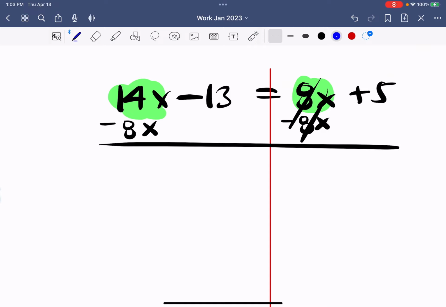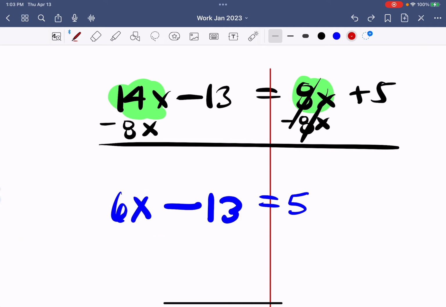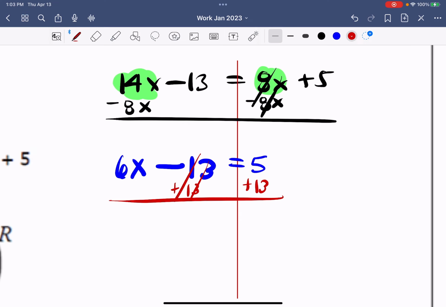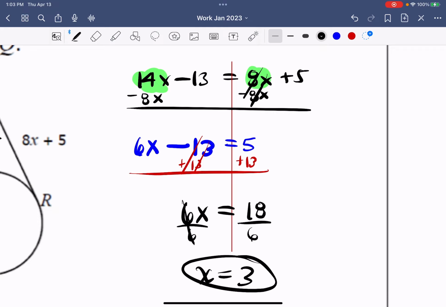As long as you arrive at the same answer and you follow the correct math procedures, then your answer should be fine. 14 minus 8 is 6, subtract 13, and then bring down the 5. Okay, where's x? X is on the side with the 6 and the 13, so it means 13 has to move. So I'm gonna add 13. If you solve it different, your work is different, it's okay. And at the end, divide by 6. And our answer should be 3. The 6's cancel, 18 divided by 6 is 3. So that's the answer I get for x.